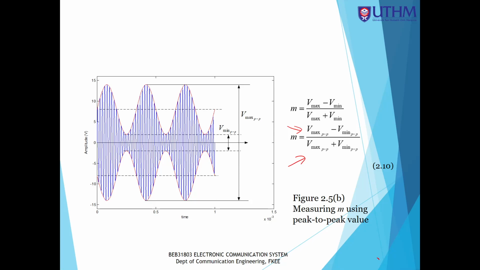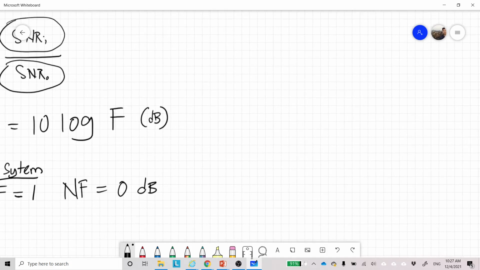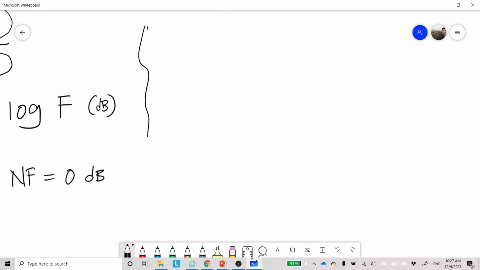So maybe you don't understand about this. So maybe I can redraw in a different place so that you boleh faham. So saya akan cuba lukis di tempat lain. Okay, saya akan cuba lukis di sini. So assuming that, let's draw like this. Assuming that VC is equal to 10 volt. Assuming that VM is equal to 8 volt, for example.